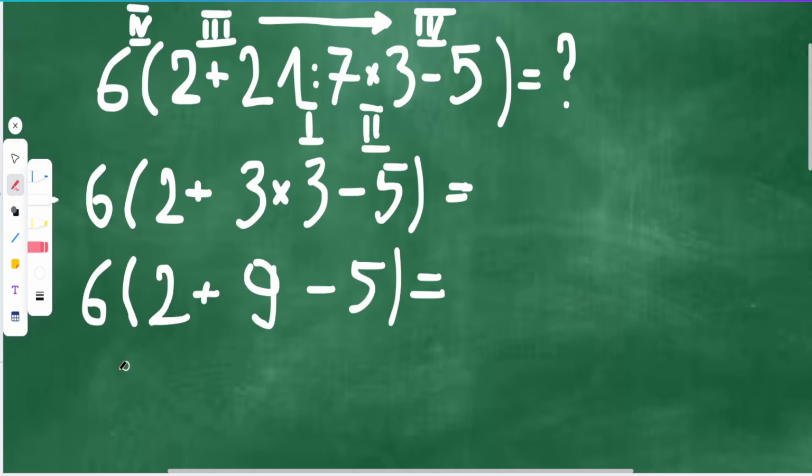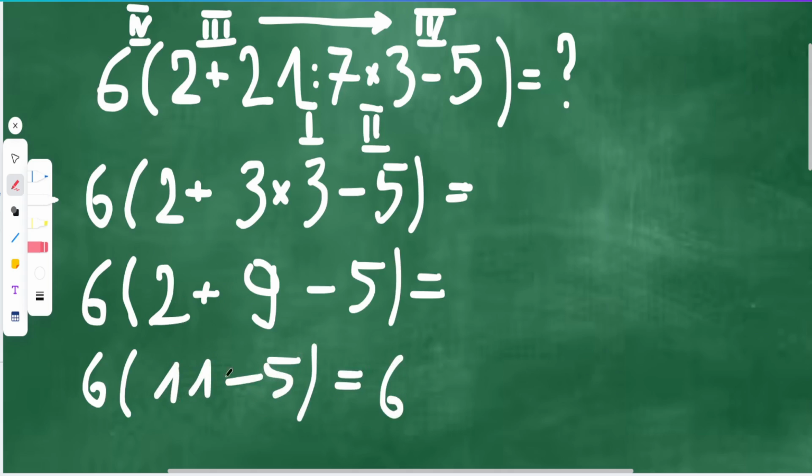I hope you have already done it and know the results. I will do it slowly. That is, I rewrite this 6 in the bracket, then 2 plus 9 is 11. 11 minus 5. This is 6. Where does the multiplication come from?